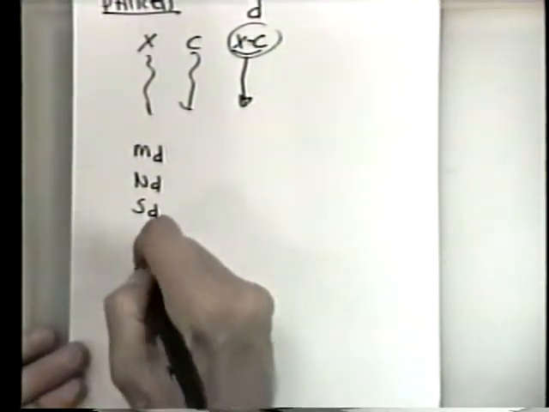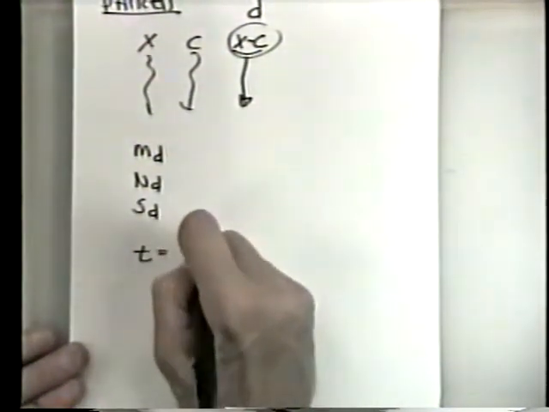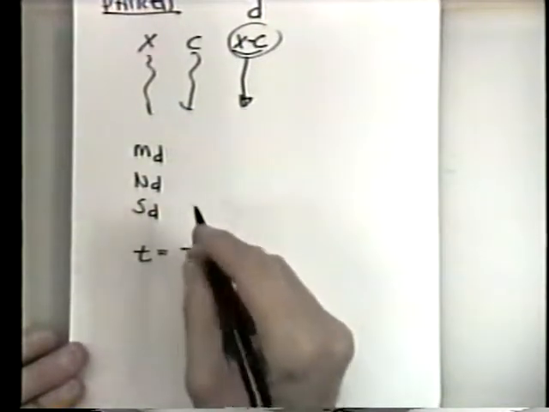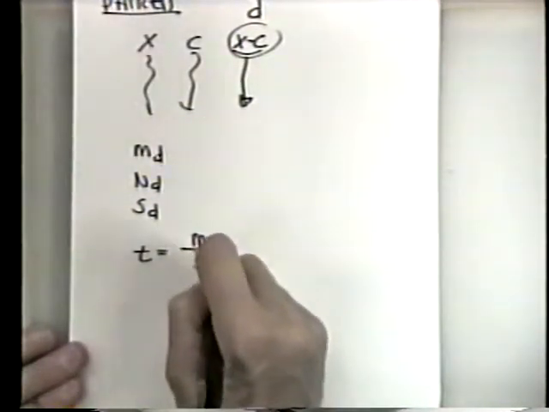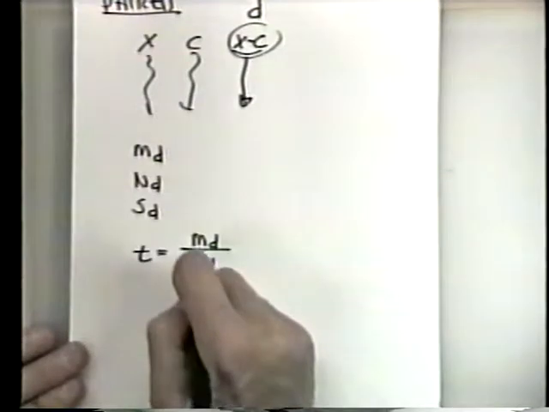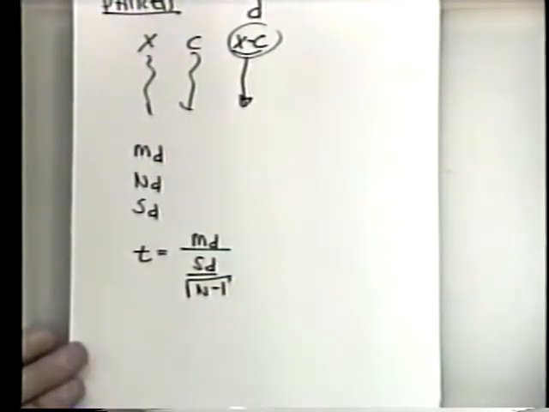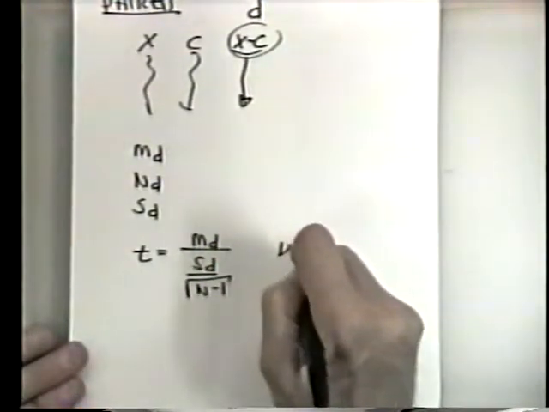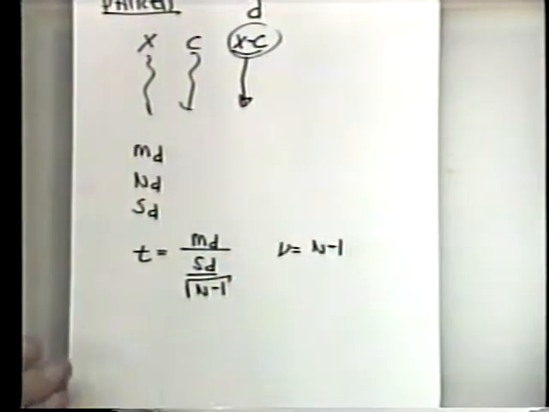And now we can write that the t-statistic is equal to the mean of these differences divided by their standard deviation over the square root of n minus 1, and the number of degrees of freedom is n minus 1.